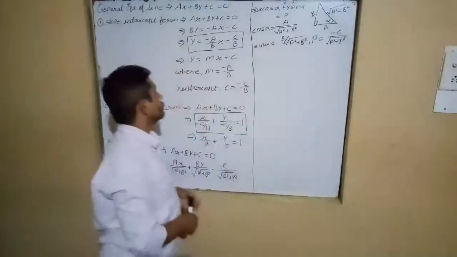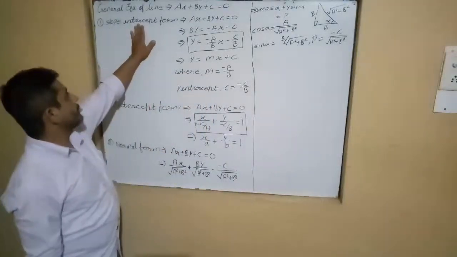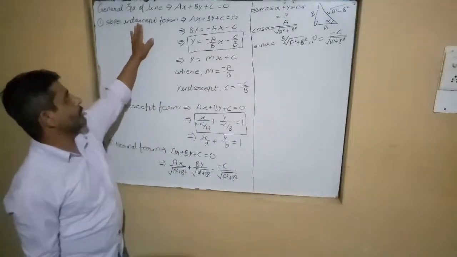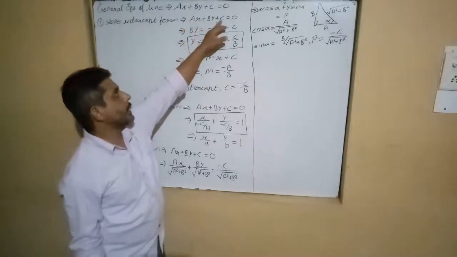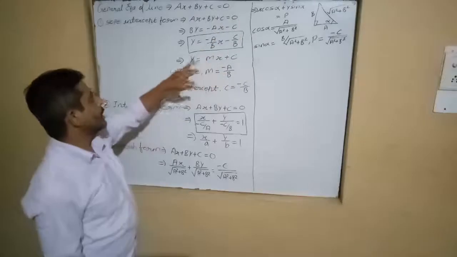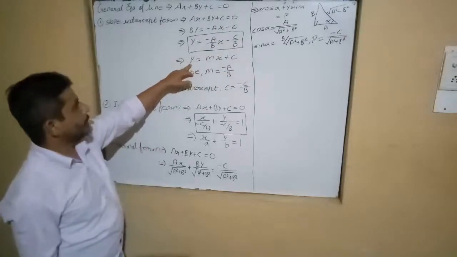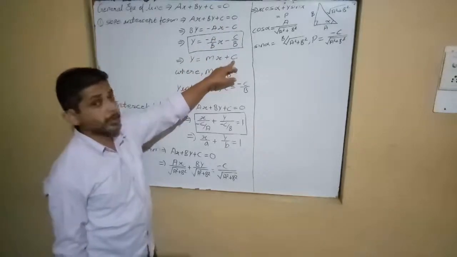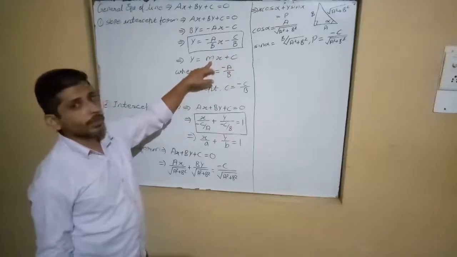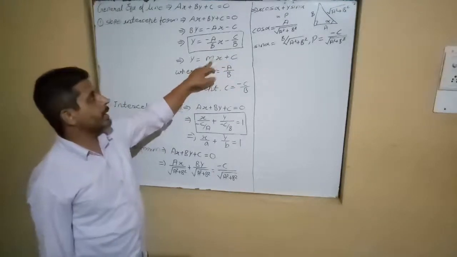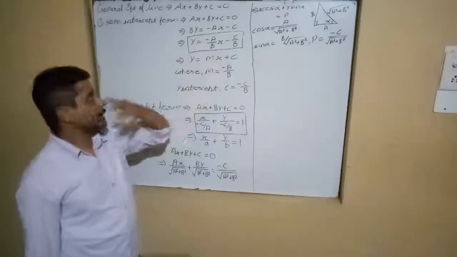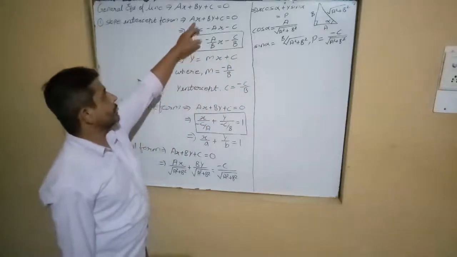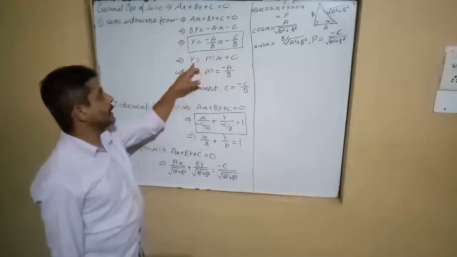Look at here. First we talk about the slope intercept form. This is our general equation of a line, ax plus by plus c is equal to 0, and this is our slope intercept form, y is equal to mx plus c, where m is the slope of that line and c is the y-intercept. Now we just reduce our equation into this form.